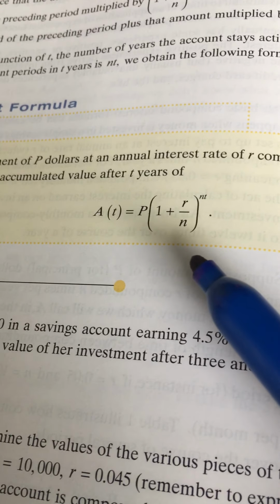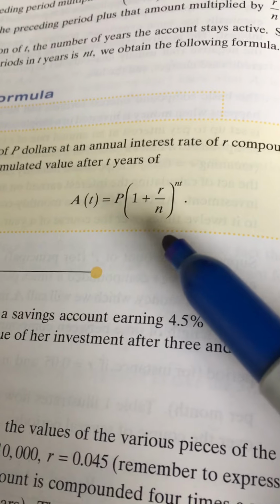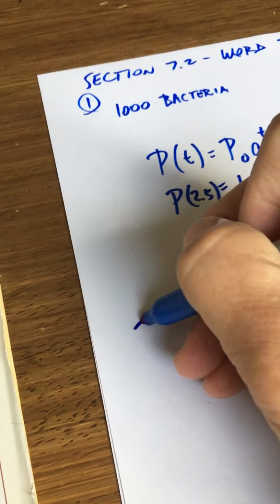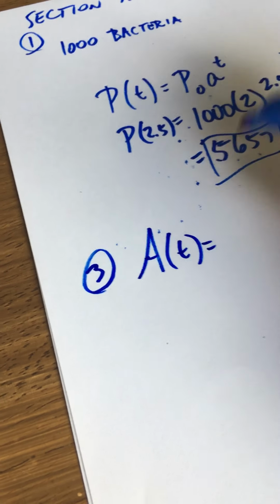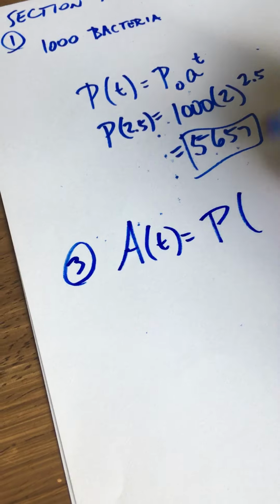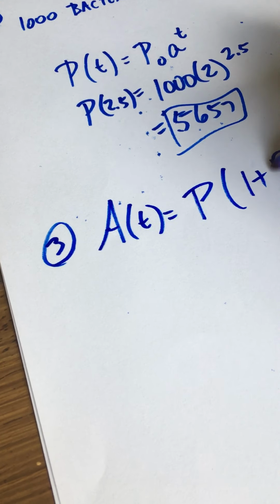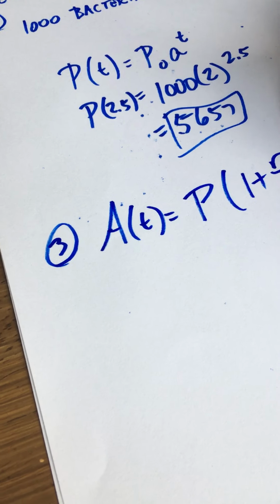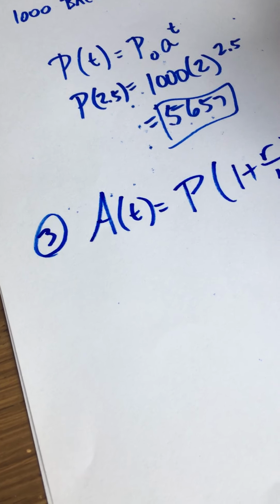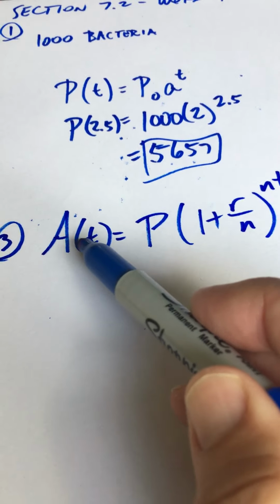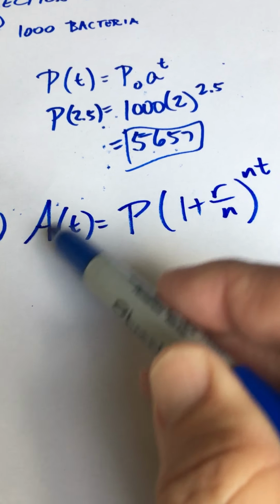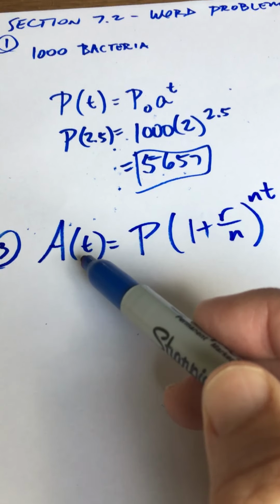This formula right here is what you use for compounded interest. So let's get that written over here on our piece of paper. It's example number 3. A of t is equal to the principal times 1 plus r over n, raised to the nt power. Now let's explain what these letters are. A of t just means the amount after so much time. So this is basically your ending amount of money, okay?